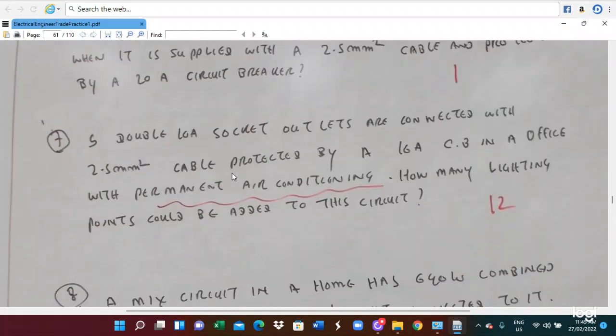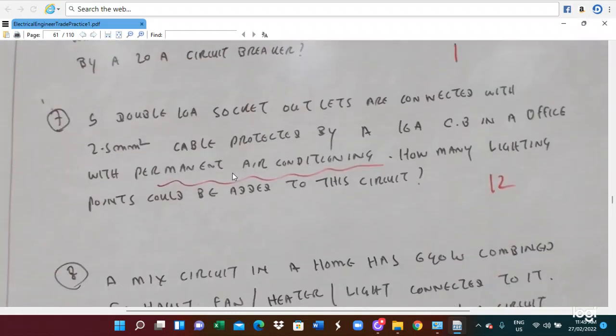The double 10 ampere socket outlets are connected with a 2.5 millimeter square cable protected by a 16 ampere circuit breaker in an office with permanent air conditioning. How many lighting points can be added to this circuit?